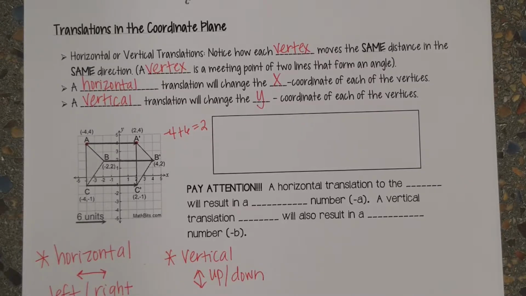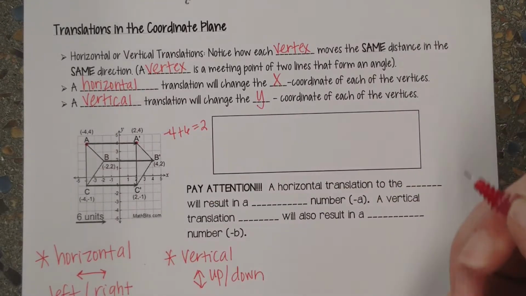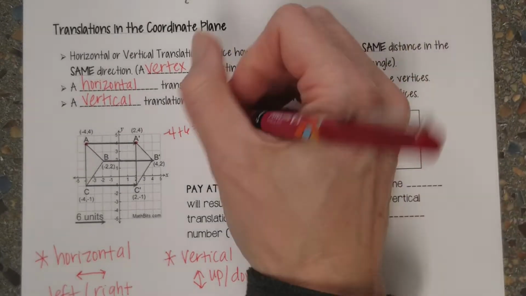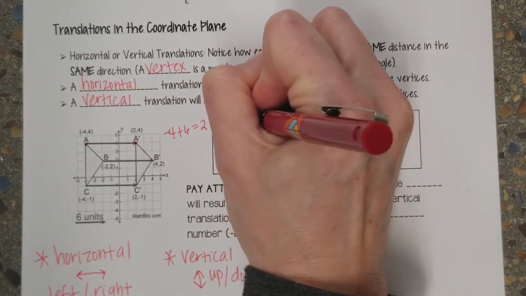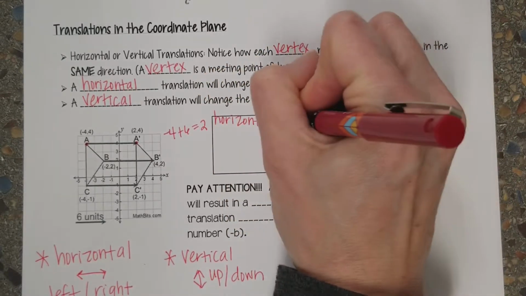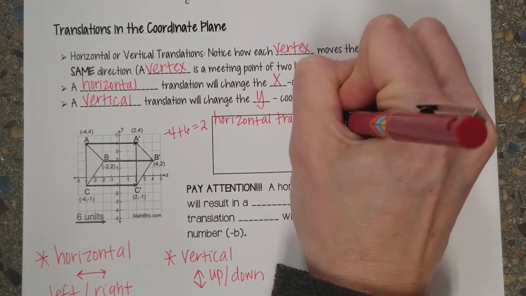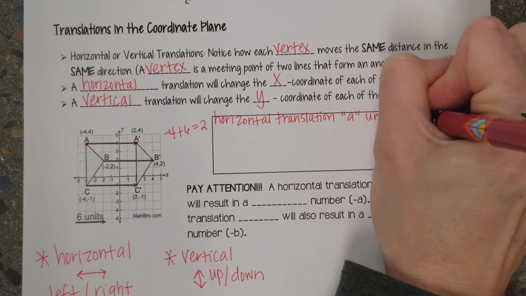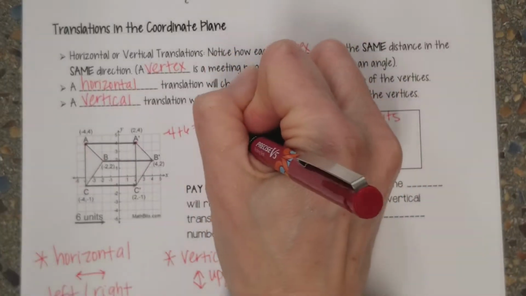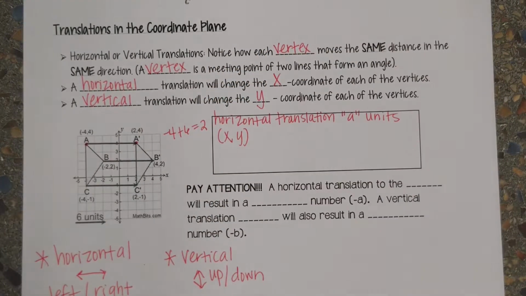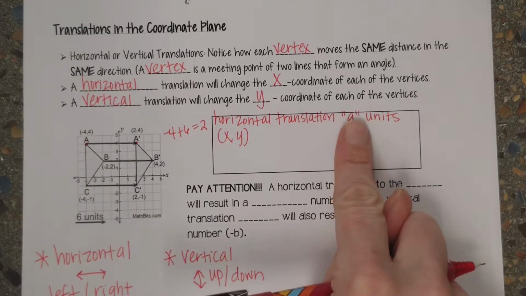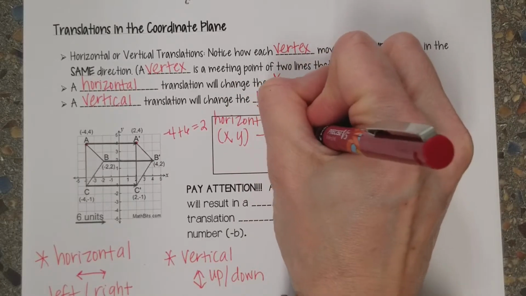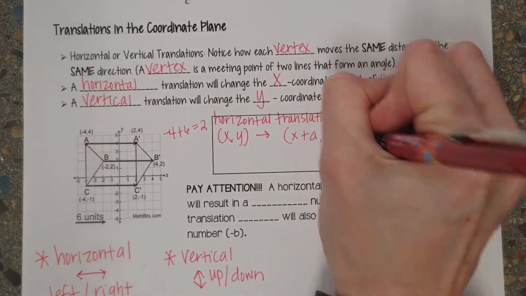Okay? So we're going to call whatever units it moves left or right a, because it will always be a different number. So we're going to just give it a variable a. And you need to save room in here because we have a lot to write. A horizontal translation a units, meaning some number of units, is going to look like this. We're going to start with our original point, but then whatever number of units we're moving, we're going to add to this coordinate right here. So it will be (x + a, y), and y will stay the same.